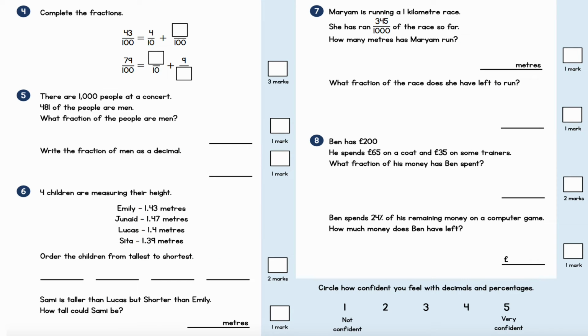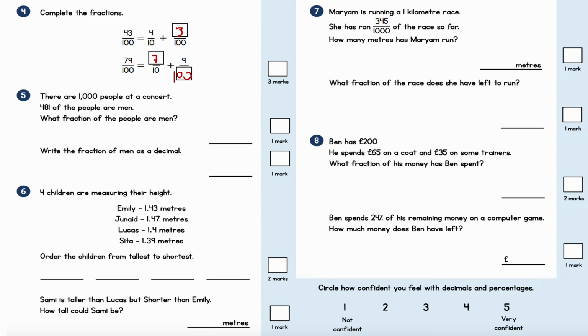This is question number 4, guys. Complete the fractions. 43 out of 100 is 4/10 plus 3 hundredths. 79 out of 100 is equal to 7/10 plus 9 hundredths.